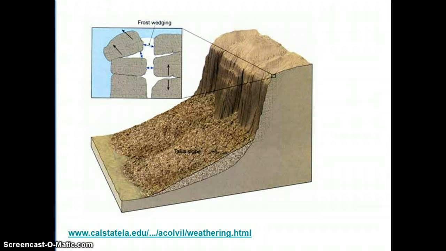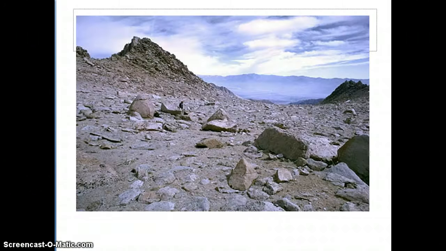So make sure you read about frost wedging or freeze-thaw in your book. The landscape from that kind of weathering creates very angular, sharp-edged rocks. And that's a classic example of physical weathering. The landscape is very angular, very brittle. There's not a lot of smoothing in freeze-thaw weathering.